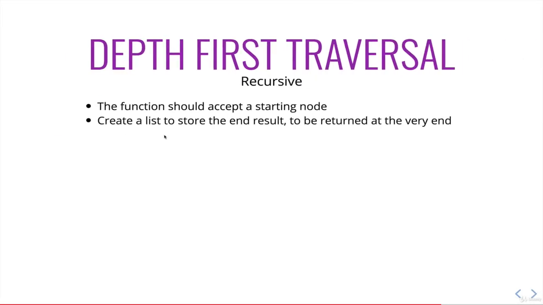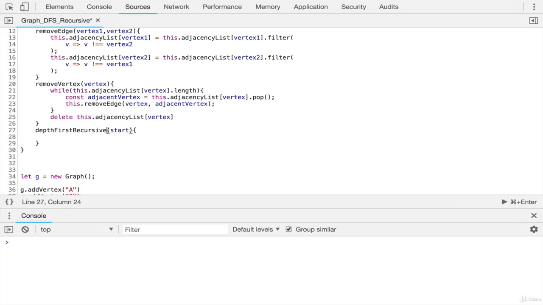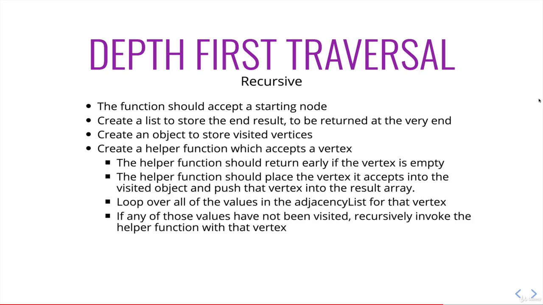Now we have a couple things. We need to create a list to store the end result. We need to create an object to store the visited vertices. Okay, so let's do that. I'm going to come down here and start off by making my result first, an empty array. And then we'll also do visited as an empty object. Cool. So next up, we get to the meat of it.